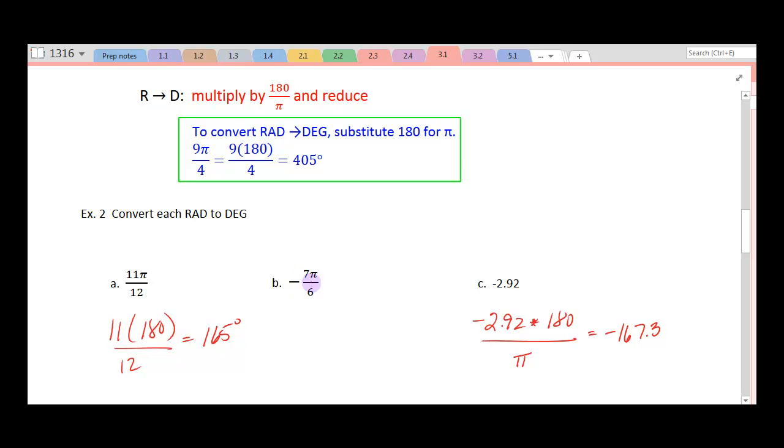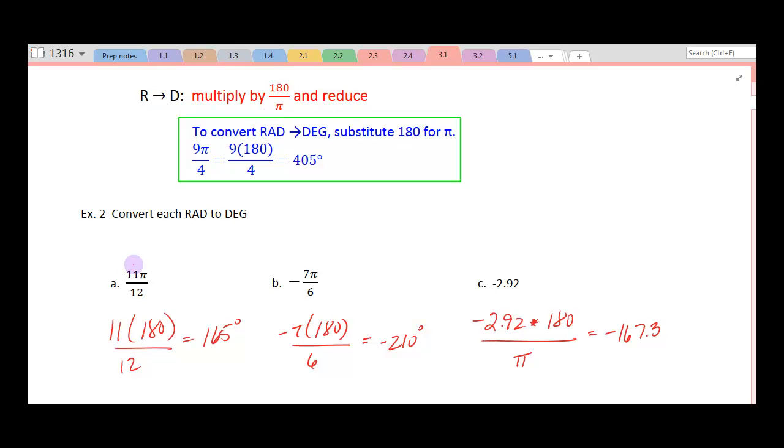So take just a second, let's pause the video, take a second, calculate this one, and then we'll see if we get the same answer. So when you multiply this out, you have negative 7 times 180 divided by 6, and you get negative 210 degrees.